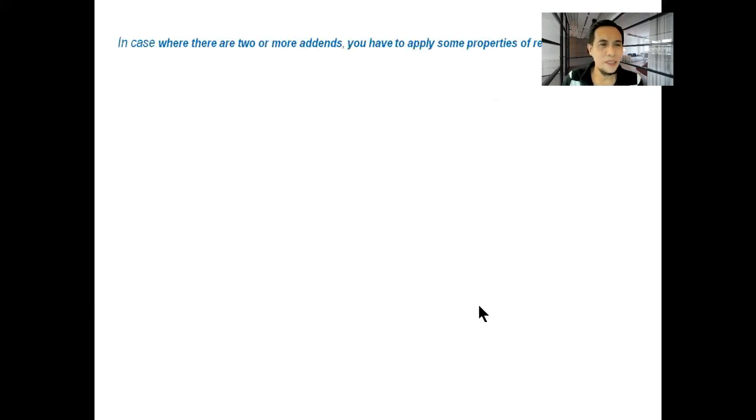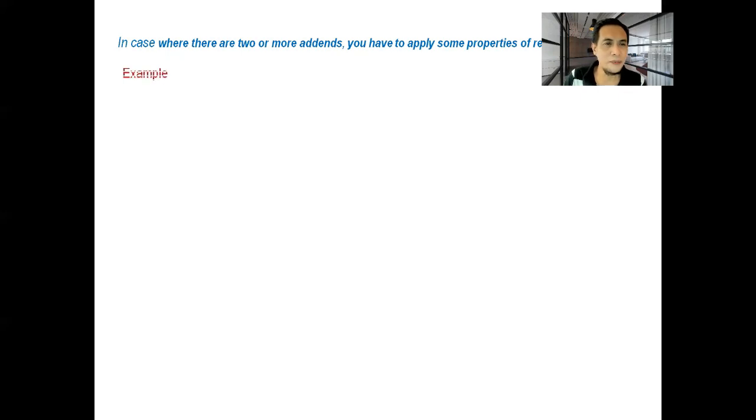Okay? All right. Now, in case there are 2 or more addends, you have to apply some properties of real numbers. Okay, so I think you can still recall the properties of real numbers we discussed in the previous lesson. These are closure property for addition and multiplication. What else? Commutative property for addition and multiplication. Associative property for addition and multiplication. We have additive inverse, additive identity, multiplicative inverse, distributive property of multiplication over addition, and so on and so forth.